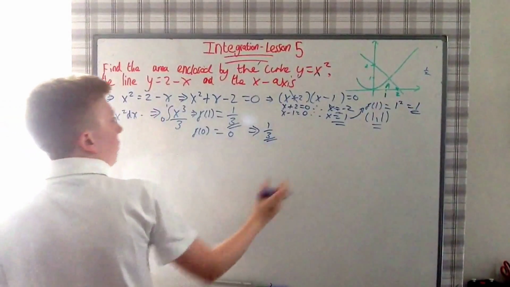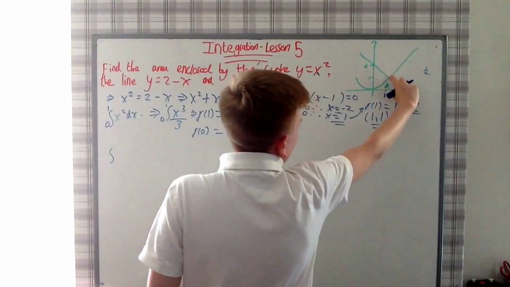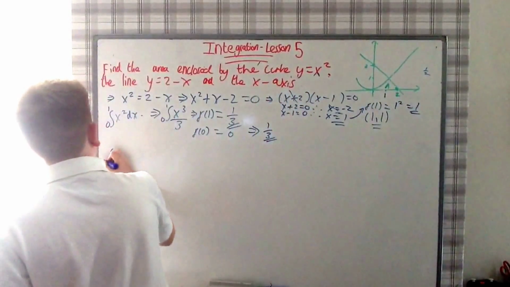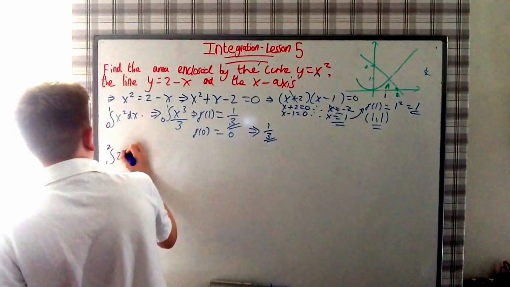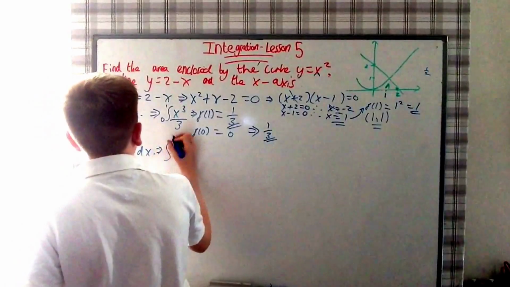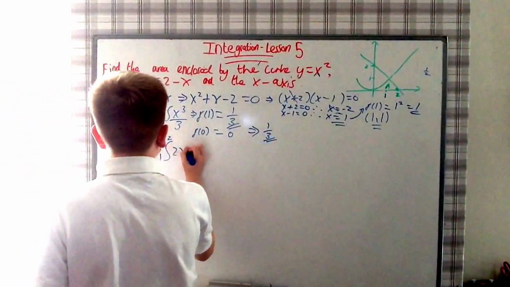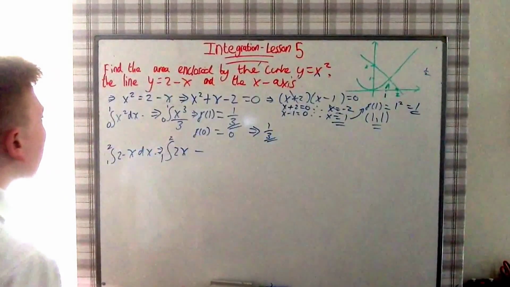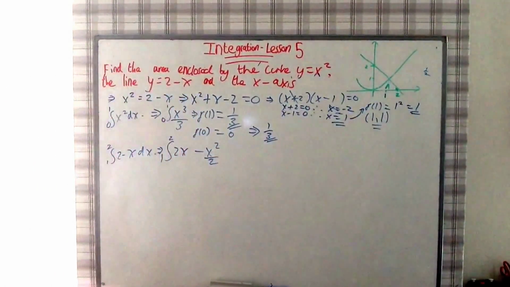So, we're now integrating between the points 1 and 2. Okay, the area under the line. And we're integrating this function now, the line function, 2 minus x. So the first thing to do, once again, is to integrate that. So 2 becomes 2x. And minus x becomes minus x squared divided by 2.